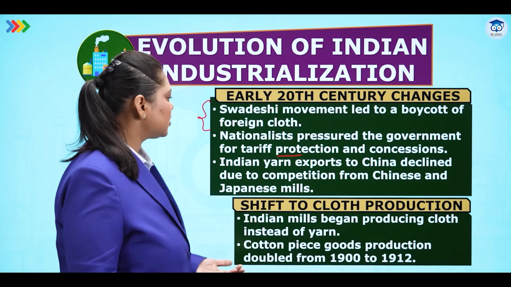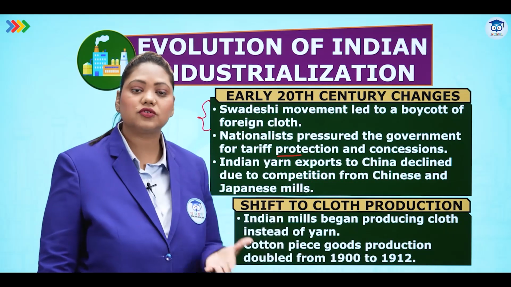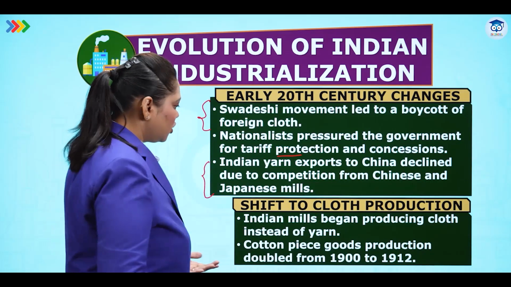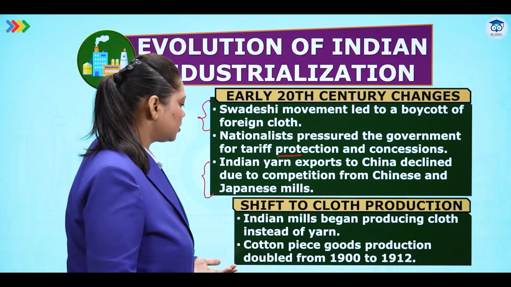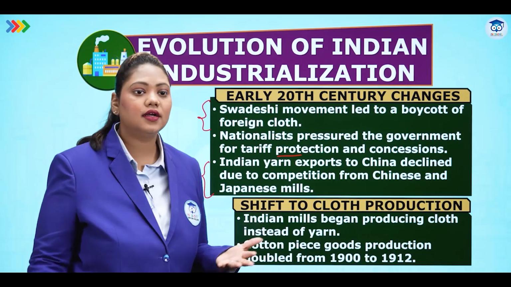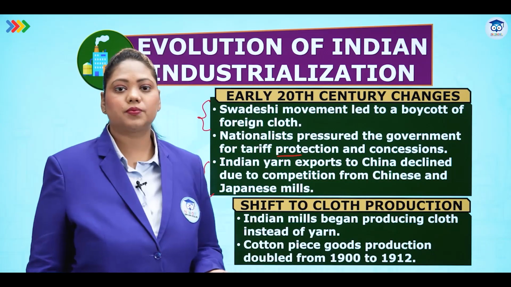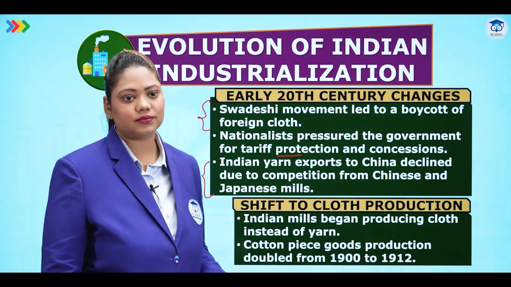Indian yarn exports to China declined due to competition from Chinese and Japanese mills. So now we had competition from China and Japan also. That is why it started declining. Shift to cloth production. Indian mills began producing cloth instead of yarn. Now, instead of yarn, now they started making fabric. They started making cloth. Cotton piece goods production doubled from 1900 to 1912.